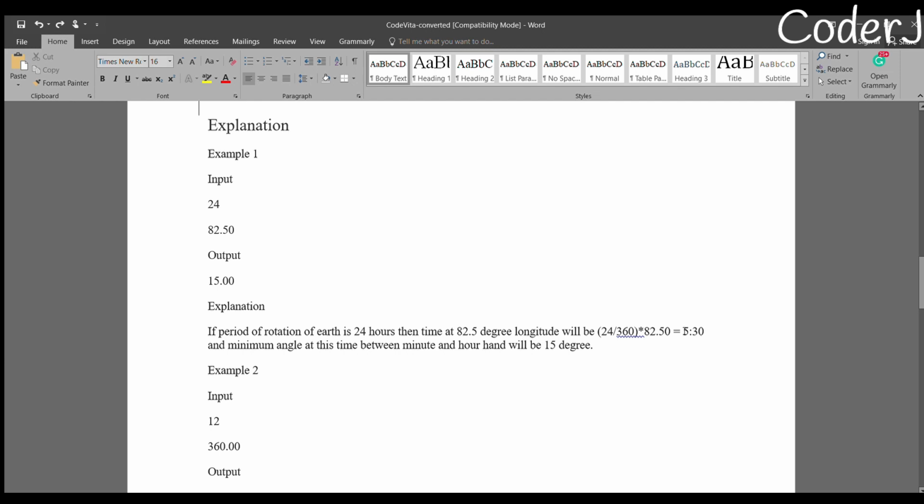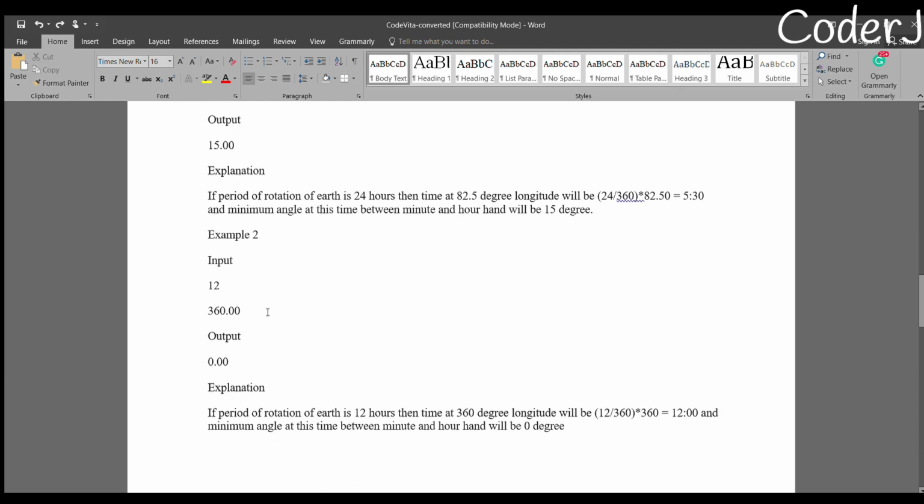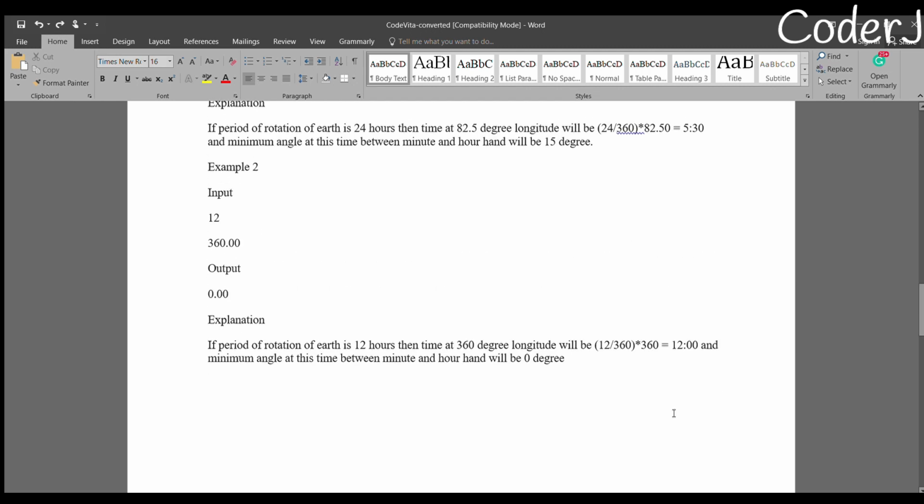And after that you just set your clock to 5 hours and 30 minutes, and after that you find the minimum angle between them, and that is 15 degrees, right? And similarly we have our second example, 12, 360 and 0.0, because I think the time is 12. If the time is 12, then both the hour and minute hands are at the same point, and the angle that they make is 0 degrees. Okay, so that is our answer.